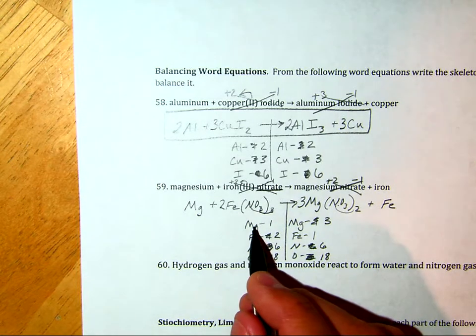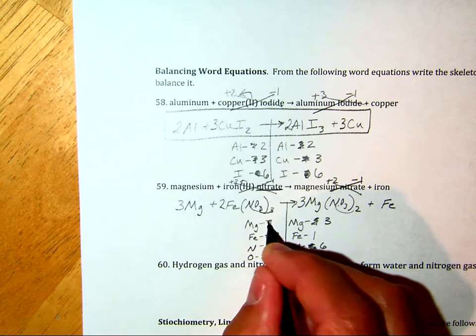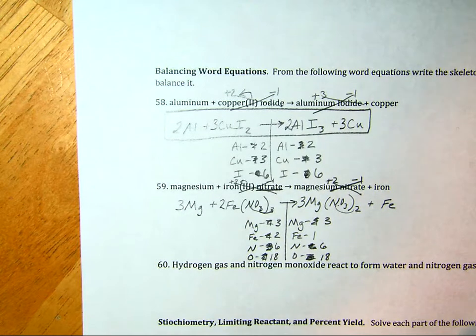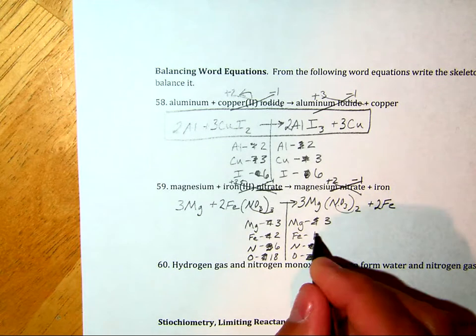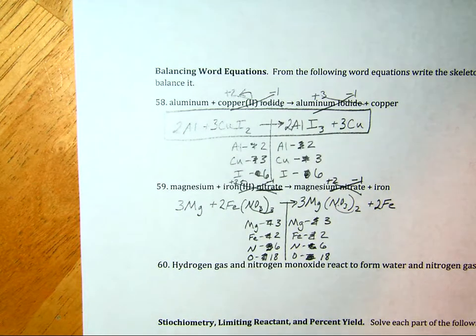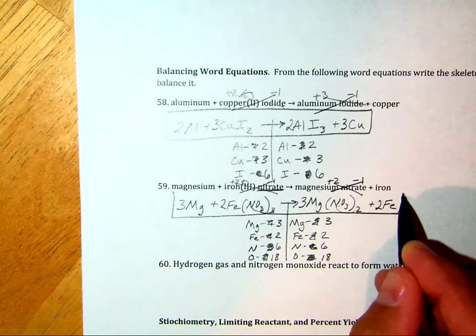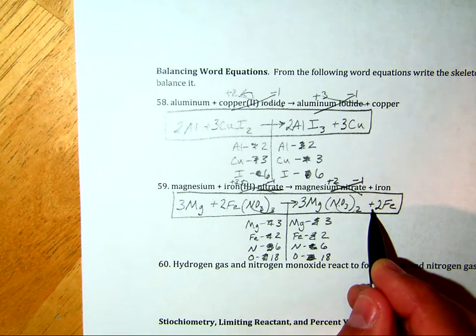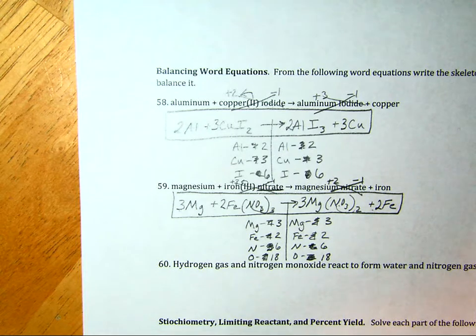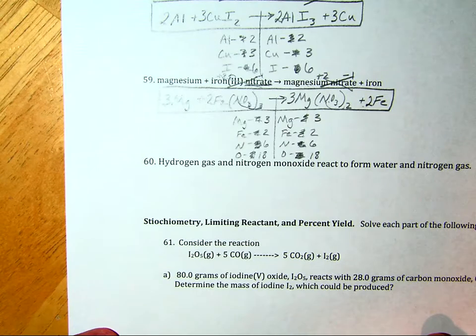So my magnesiums are not balanced anymore. I need to put a 3 here. Now they're balanced. My irons are not balanced anymore. I need to put a 2 there. And now they are balanced. And everything else is balanced. So there's my answer. 3, 2, 3, 2. Again, you cannot reduce any of those, so that is the final answer. All right, let's go to 60.